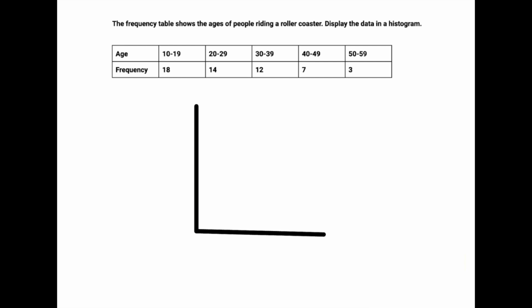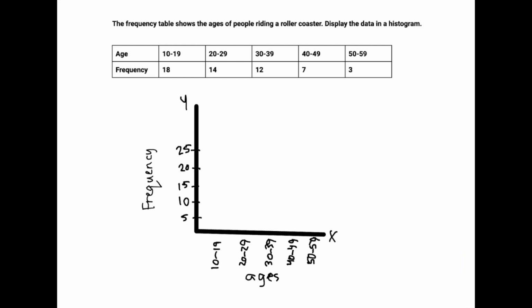The first step in creating your histogram is to label the axes. On the x-axis, I've labeled the age categories. And on the y-axis, I've counted by 5s and labeled that axis frequency. And then finally, I made a title for our graph. The next step is to go ahead and make our bars. Remember that our bars are going to touch, unlike a bar graph.